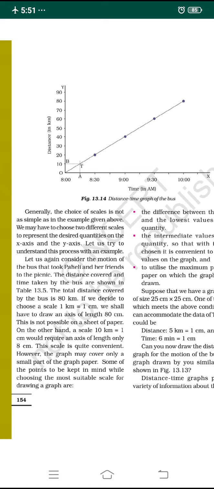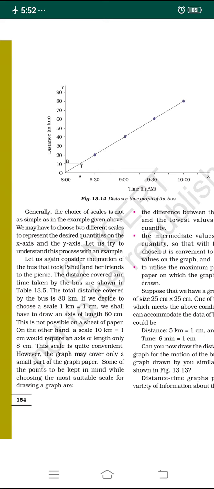So if you decide to choose a scale, we have to take 1 kilometer equal to 1 centimeter. Okay, we shall have to draw an axis of length 80 centimeter. Means if you take 1 centimeter equal to 1 kilometer, you must have a drawing sheet of paper on which, when you draw the axis, the length of that axis should be 80 centimeter, means 80 boxes. Is it possible to have such boxes and such a big sheet of paper?